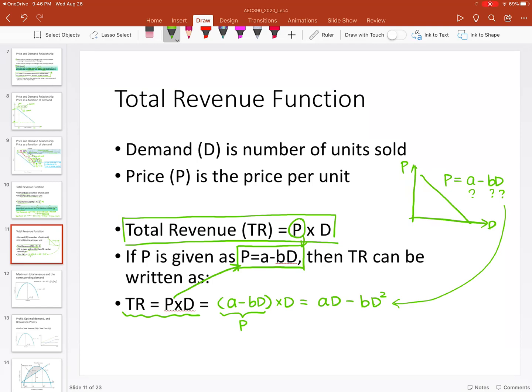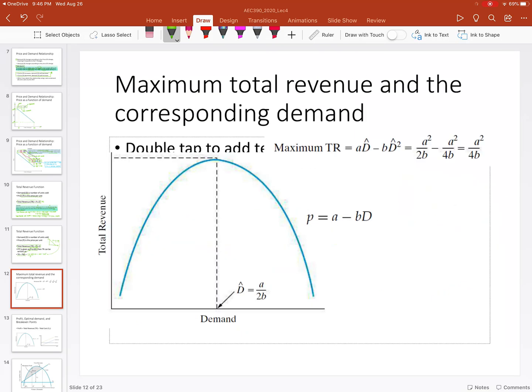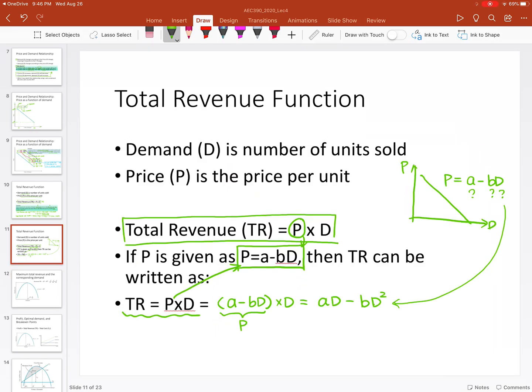Okay, in case you are very interested in the revenue, that's the number you can have. That's the way you calculate it. All right, so if we have this, okay, go back to this slide. So this is the function between total revenue and the demand. Okay, because A and B are just the constants.